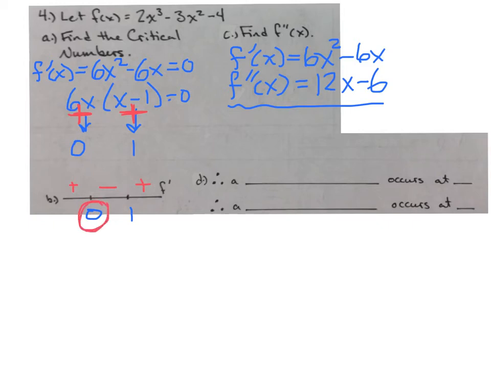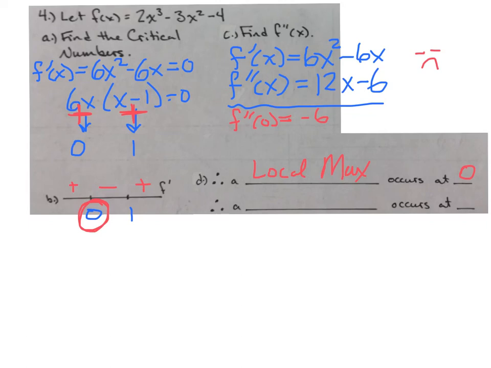Well, first of all, we know that we have a critical number at 0. So something's going to happen at 0. And so we check the second derivative at 0. When we plug that in, we'll get negative 6. Since it's negative, that gives us the frowny face, which means that a local max would have to occur there.